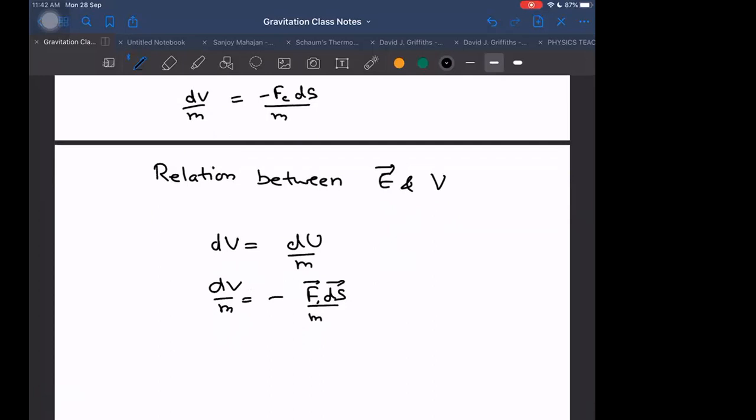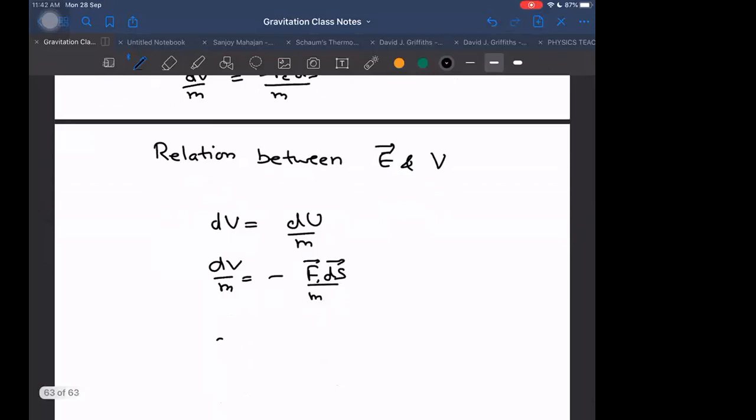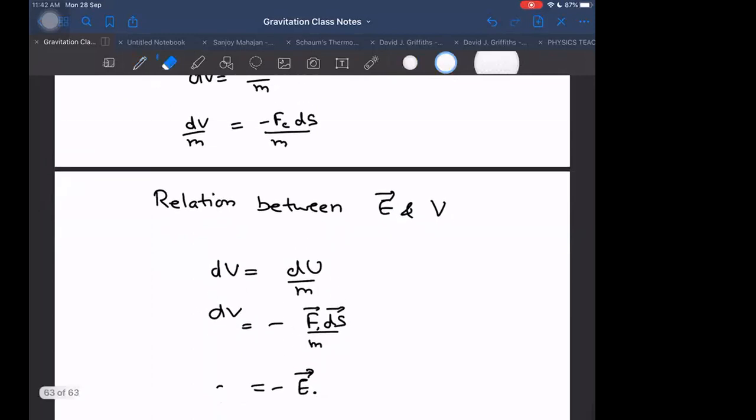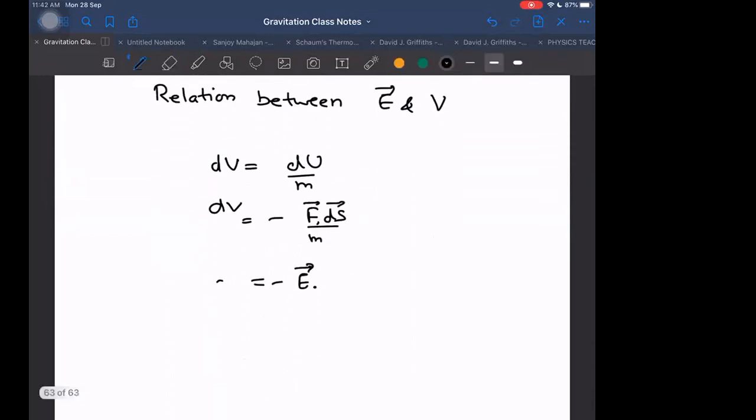And we know this can be written as minus of E dot ds. This mass will not come on one side. Minus of E dot ds. That is dV. Then we get the relation between field and potential. We get the relation now.